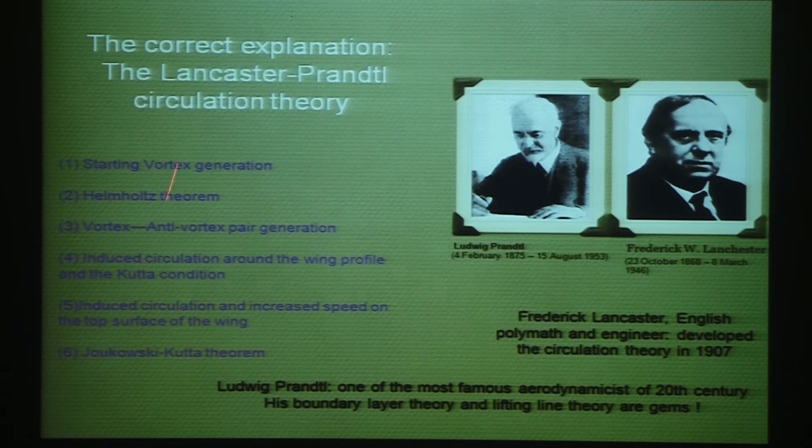These are the steps we will follow: starting vortex generation, Helmholtz theorem, vortex anti-vortex pair generation, induced circulation around the wing profile, and the Kutta condition. He was a mathematician who contributed to the theory of lift. Then induced circulation and increased speed on the top surface of the wing, and the Joukowski-Kutta theorem, which relates the circulation with the lift. Generally these things are seen as highly complicated. Maybe that's the reason it is avoided in general discussions, but they are not complicated. They are very simple, I am going to show you. These ideas are really common sense actually.